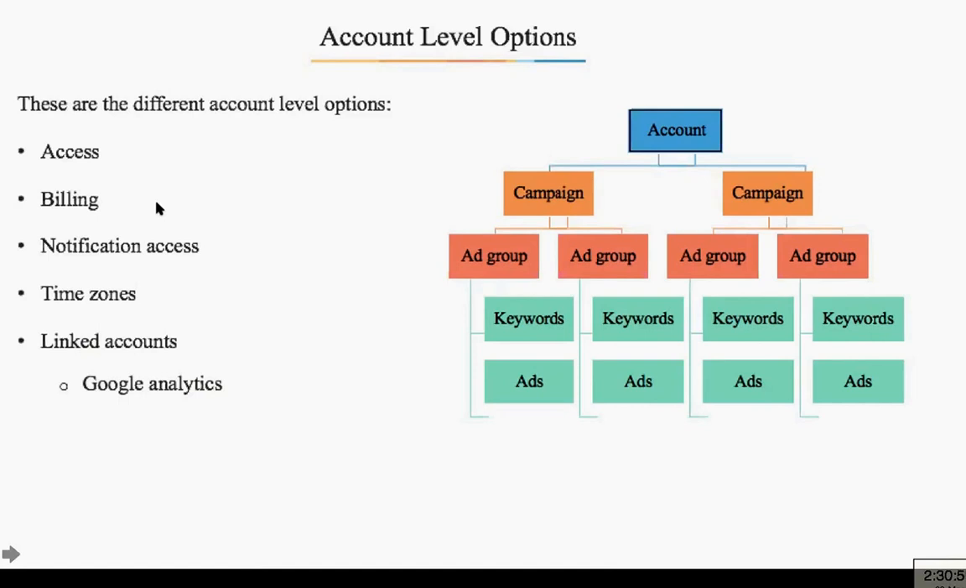The billing portion is also entered at the account level, whether it's a credit card, debit card, net banking, and so forth. And then comes the notification access. With the notification access, which is also done at the account level, we as advertisers are able to tell Google that whenever there is some communication to be made to us, please make sure that either it's sent to our email addresses or we just want a notification on the AdWords panel. So notification access options are there at the account level only.